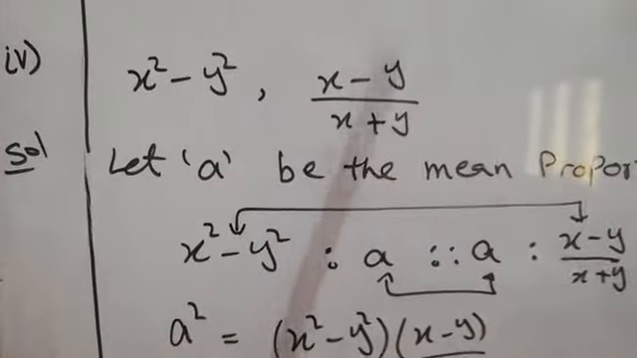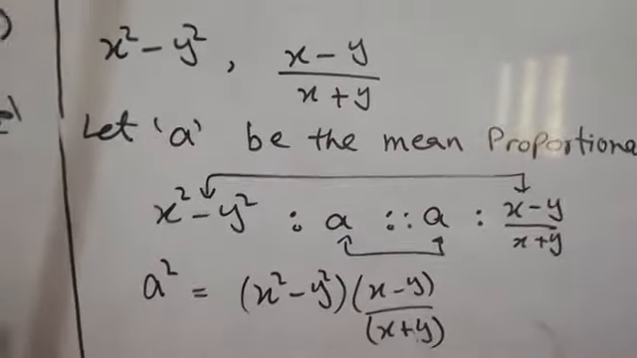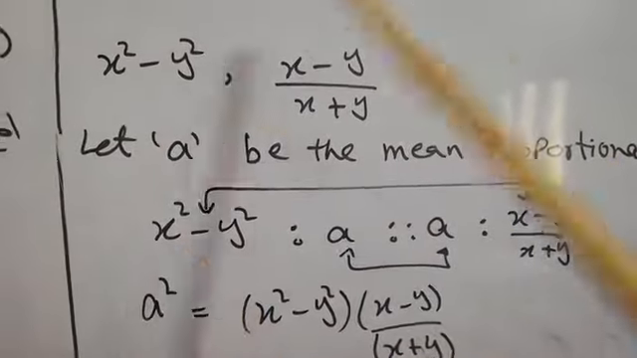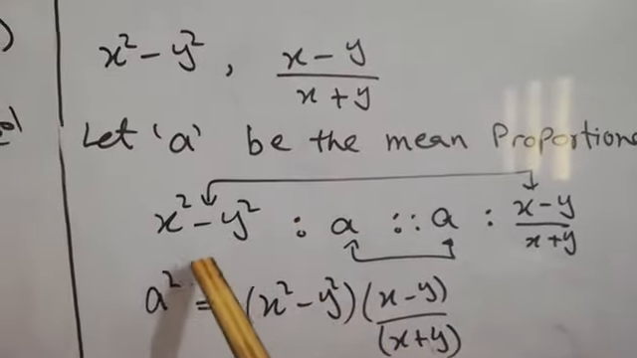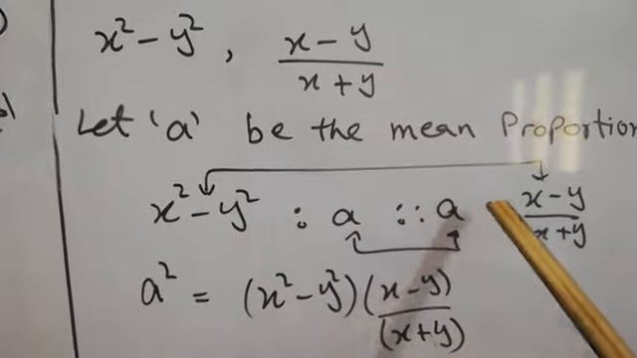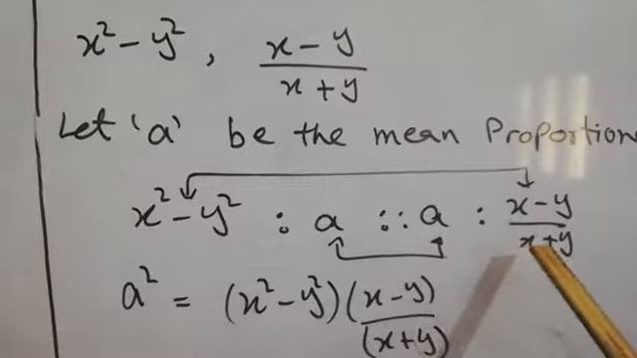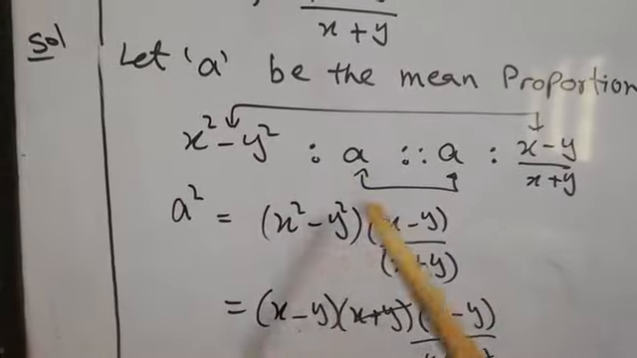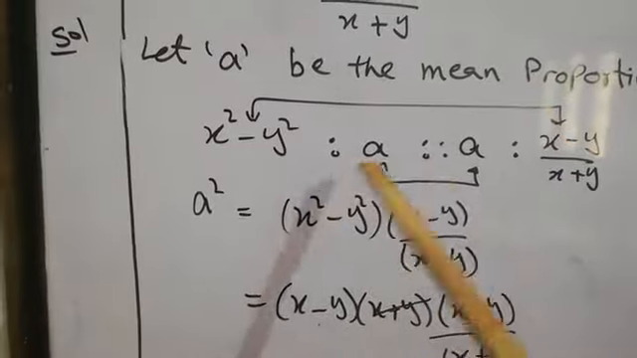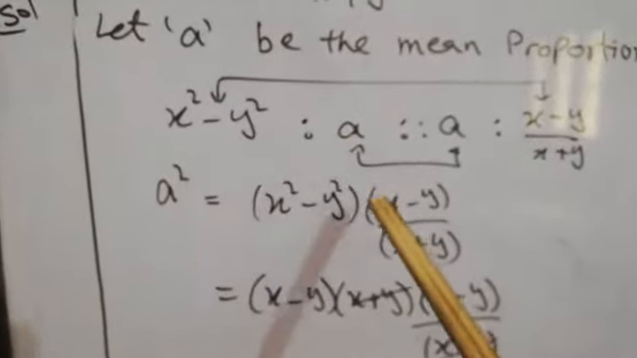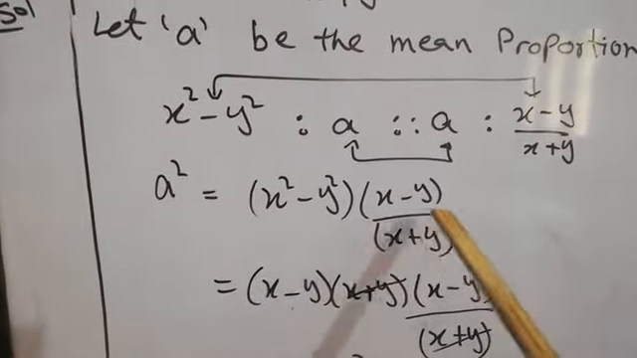Part number 4: x square minus y square, and the second value is x minus y by x plus y. Here we will consider, let A be the mean proportional. So we will write these values in the form of proportion. x square minus y square ratio A proportion A ratio x minus y by x plus y. My dear students, since product of means equals product of extremes, A into A will become A square, and x square minus y square into x minus y by x plus y.